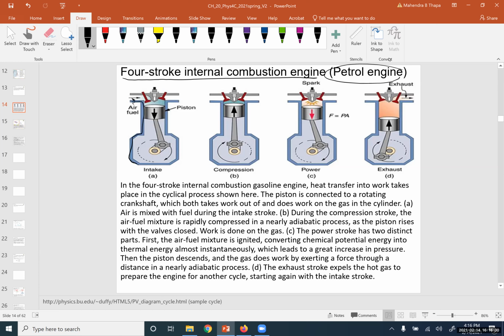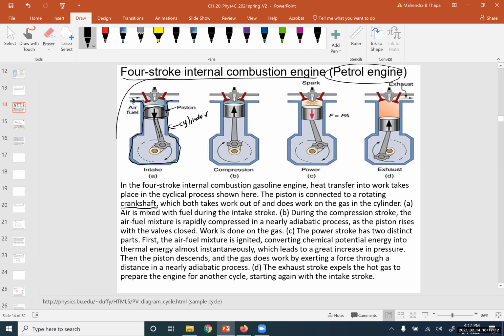represents the system. Let's say this is the cylinder, and this piston can move up and down with the help of the rotating crankshaft. You see this piston rod. This piston is connected to this shaft, and it can move the piston up and down.